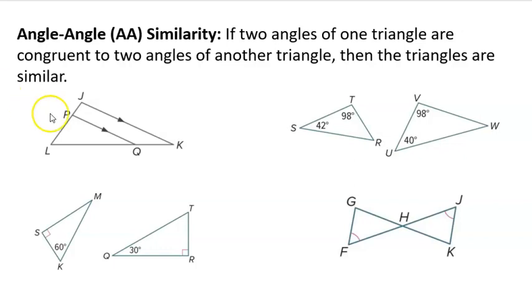So looking at this first problem here, notice that we have two parallel lines going on, and when we have two parallel lines, I know that this angle and this angle are going to be congruent because they are corresponding angles. And then from here, I also know that these two are also going to be congruent because they are corresponding angles. And then we have this last one.